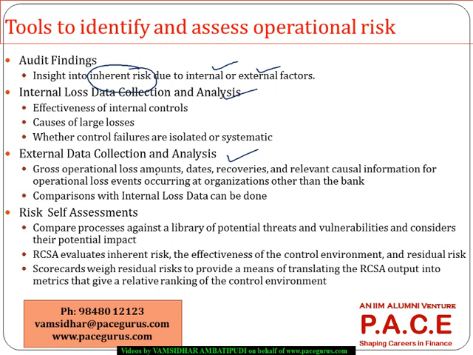Similarly, we can look at the external data: the complete operational loss amounts, the dates, recoveries, all of which are occurring at entities outside the scope of the bank, so that a comparison with the internals can be done to assess whether our controls are good. Basically, it's like a benchmark. When I get these numbers from external banks and entities, it helps me compare my internal numbers with those external numbers, so that a proper assessment of how good my controls and processes are can be done quite comfortably.